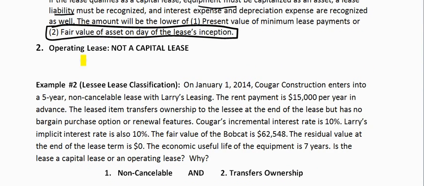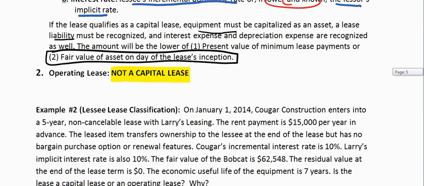All right, and what is an operating lease? Anything that's not a capital lease is an operating lease. So we're going to do a lot of work to classify something as a capital lease, but if it's not, then it's an operating lease.